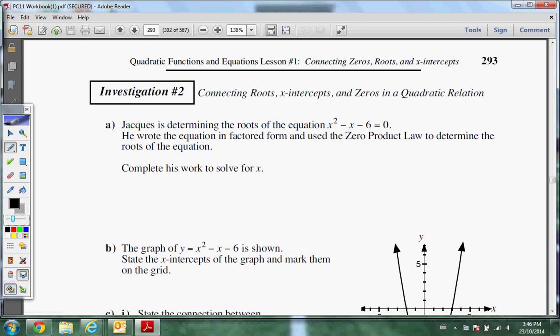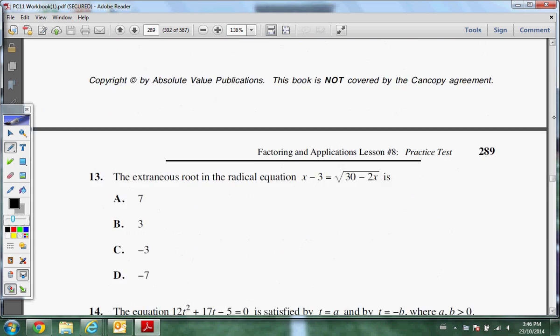And so then if I move up and look at the picture, we should expect 3 and negative 2 to be where that parabola crosses.